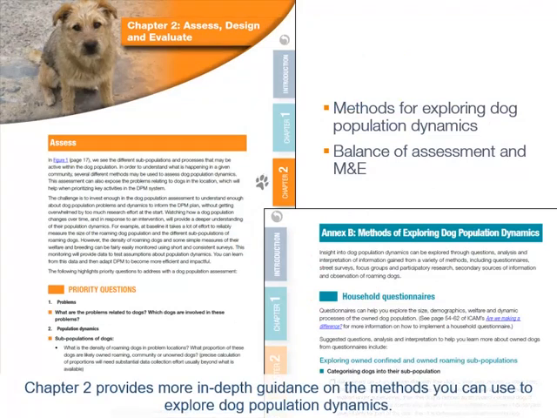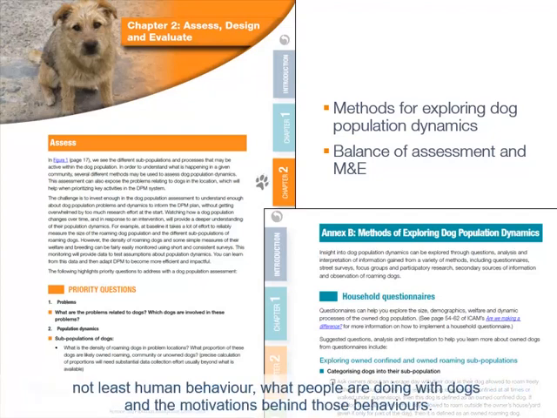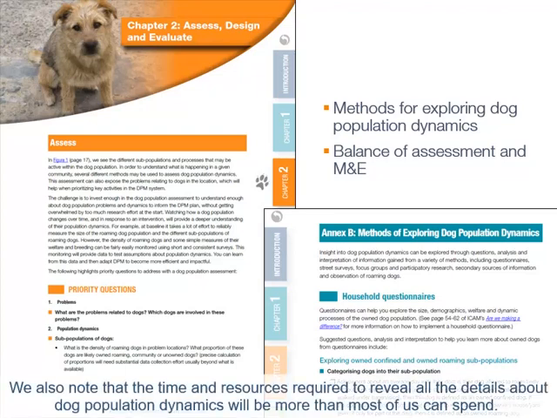Chapter 2 provides more in-depth guidance on the methods you can use to explore dog population dynamics, to reveal the subpopulations of roaming dogs, the processes that work as sources, and also the drivers of those processes, not least human behaviour, what people are doing with dogs and the motivations behind those behaviours. We also note that the time and resources required to reveal all the details about dog population dynamics will be more than most of us can spend.